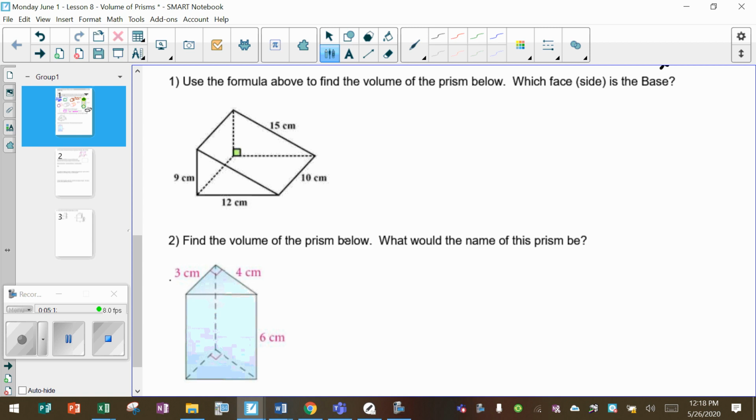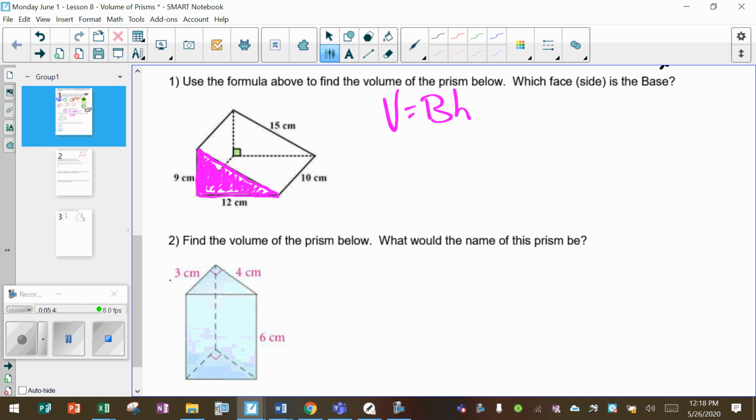Okay, so our first example, we have to find where is the base. So our base is a triangle with dimensions height of 9, length of 12. So what we're going to do is look at our volume formula, area of the base times the height, the base shape, the two congruent parallel sides that are not the rectangles, would be this triangle.